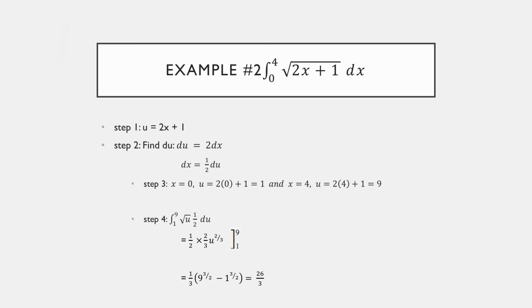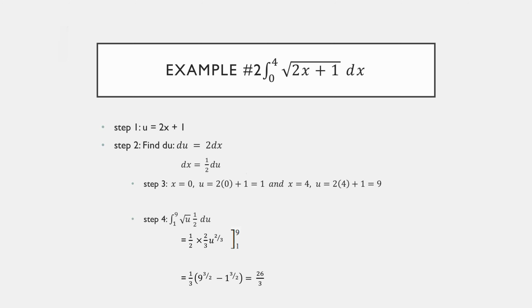Here we have example 2, the integral from 0 to 4 of square root of 2x plus 1 dx. And step 1, we do the same as we did for the indefinite integral, which was set u equal to 2x plus 1. And then step 2, we find du. So du equals 2 dx, which is the derivative of 2x plus 1. And then we multiply both sides by 1/2, and we get dx equals 1/2 du.